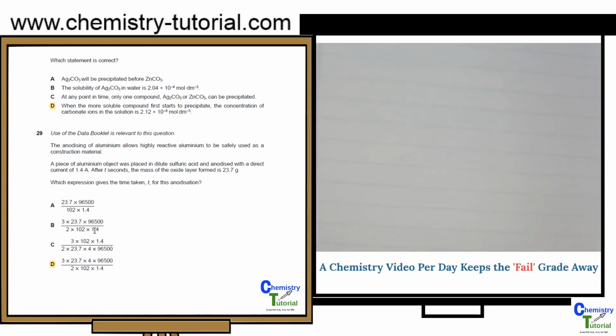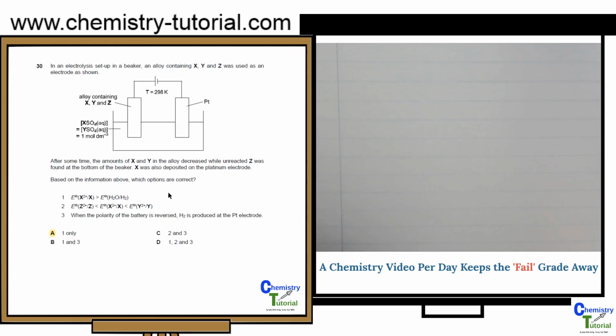Now let's look at the last question. In an electrolysis setup in a beaker, an alloy containing XYZ was used as an electrode as shown. After some time, the amounts of X and Y in the alloy decreased, while unreacted Z was found at the bottom of the beaker. X was also deposited on the platinum electrode. Based on the information above, which options are correct?